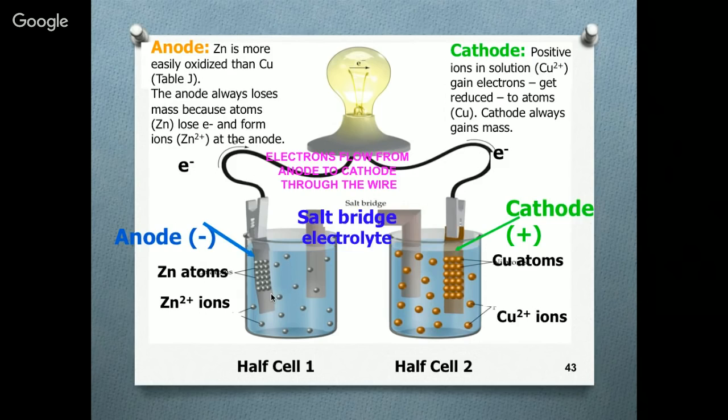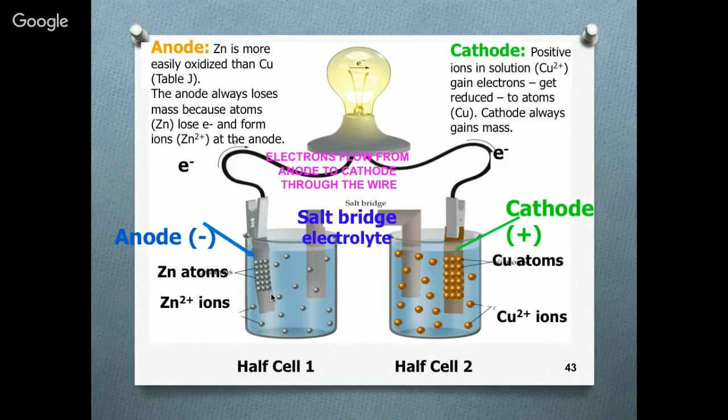So atoms, the metal is made up of atoms. They have no charge. Atoms lose electrons. When they lose electrons, they become positive and enter the cell as ions. So atoms are turning into ions in half cell 1. That means the atom is physically disappearing. It's becoming an ion in solution.